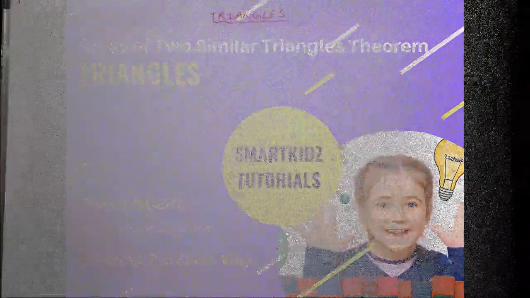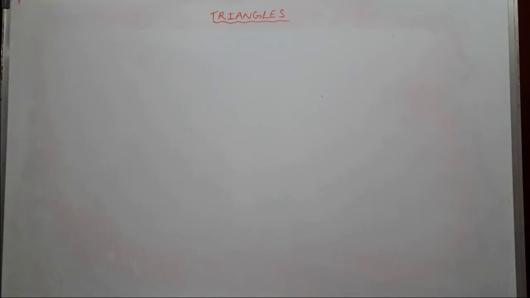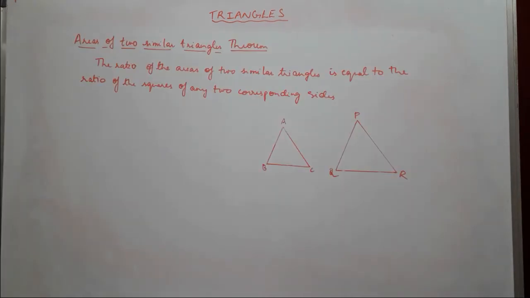Hello students, in this video we will solve the last theorem in the triangles chapter, that is the area of two similar triangles theorem. Okay, let's see what the theorem says. The area of two similar triangles theorem states that the ratio of the areas of two similar triangles is equal to the ratio of the squares of any two corresponding sides.